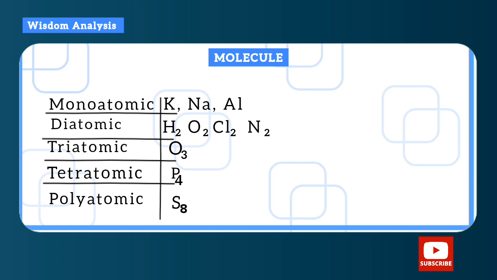We have potassium, sodium, aluminium. For the diatomic ones, that is, it needs 2 atoms to be stable on their own. That is hydrogen, oxygen, chlorine, nitrogen. For triatomic, we have oxygen. Oxygen can be triatomic, forming ozone. So that is actually ozone here. Tetraatomic, that is phosphorus, and polyatomic for sulfur.